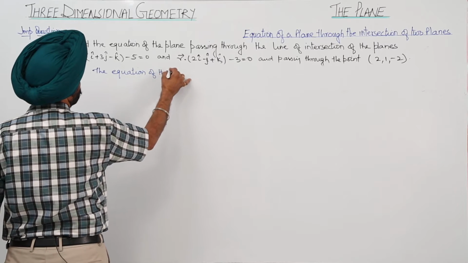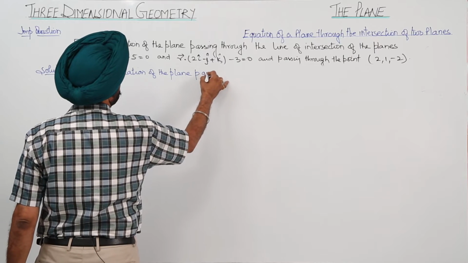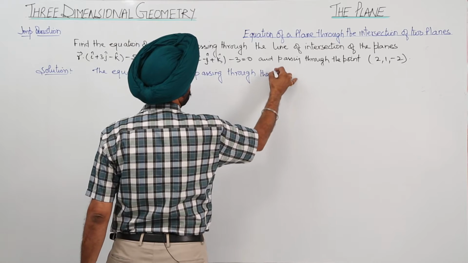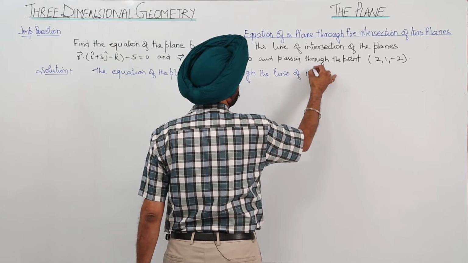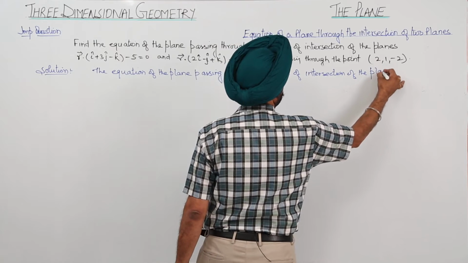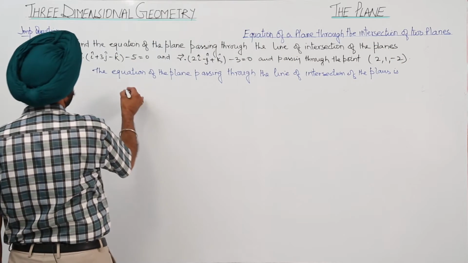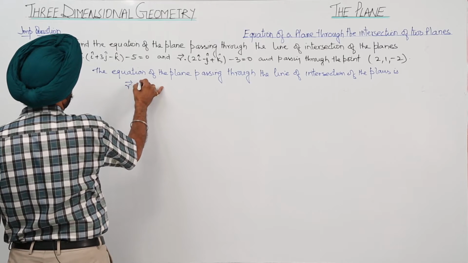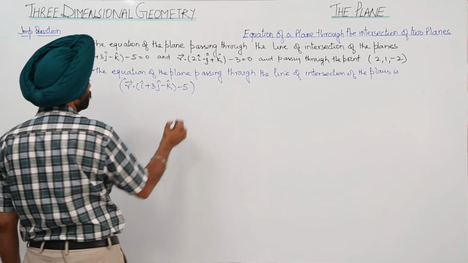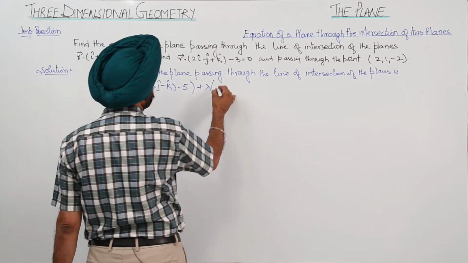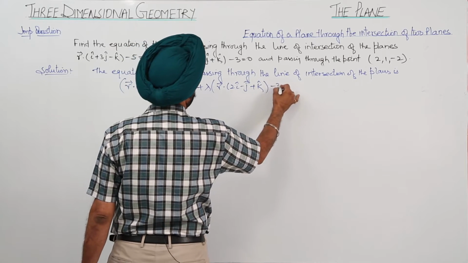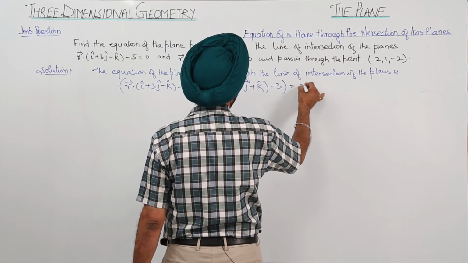the equation of the plane passing through the line of intersection of the planes is vector r dot (i cap + 3 j cap - k cap) - 5 + lambda times (vector r dot (2 i cap - j cap + k cap) - 3) is equal to 0.